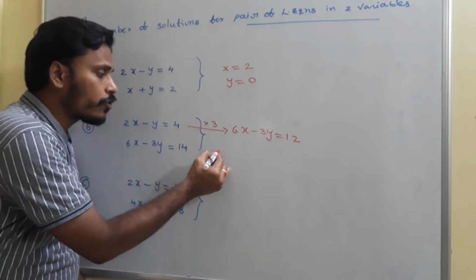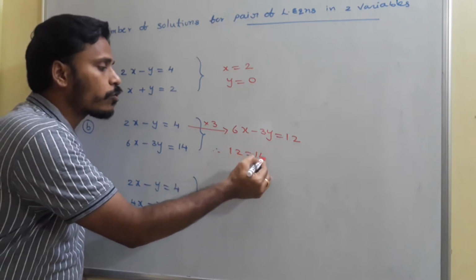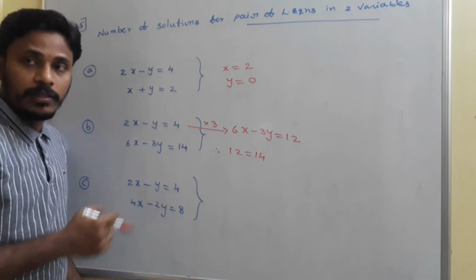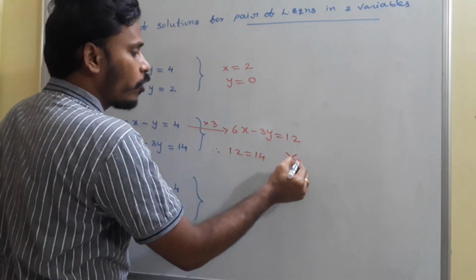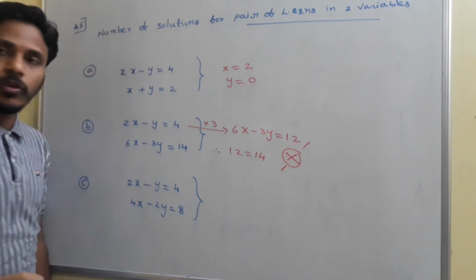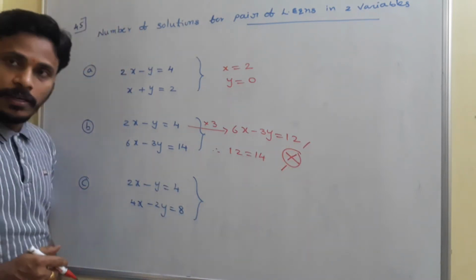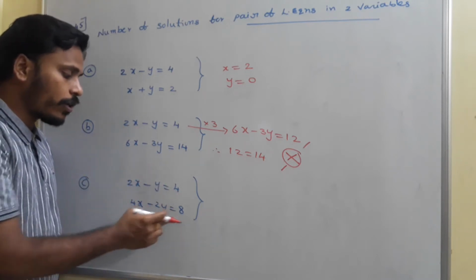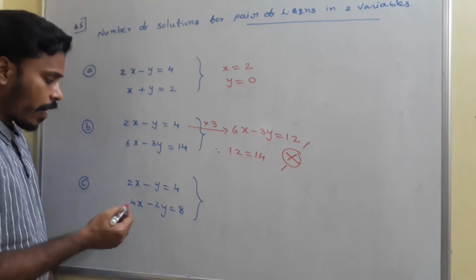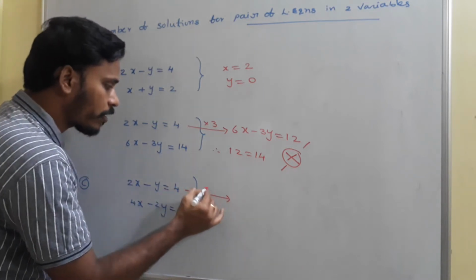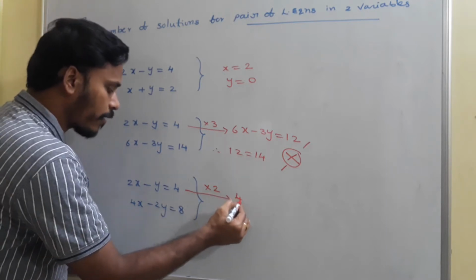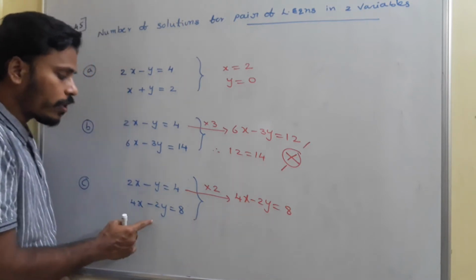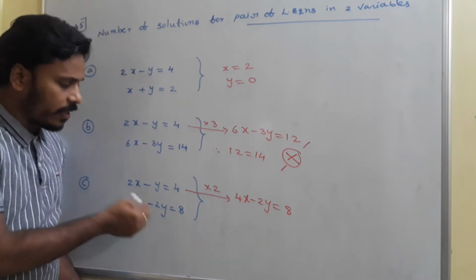When you conclude these two, it is very clear that 12 is equals to 14 is given as a system of linear equations. But 12 is equals to 14 is not possible, right? And that's why we need to conclude it as a contradiction. Whereas coming to the last case, 2x minus y is equals to 4 is one equation of the pair, and 4x minus 2y is equals to 8 is the other. You just multiply the first equation with 2 and it directly gives us 4x minus 2y is equals to 8, which is again just the second equation.